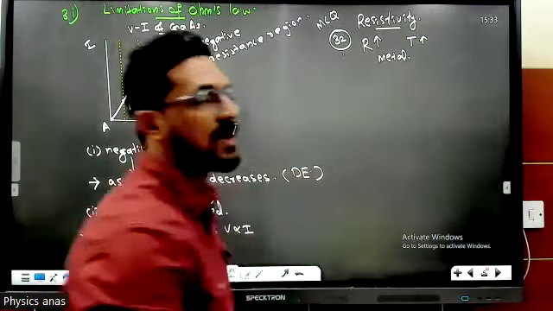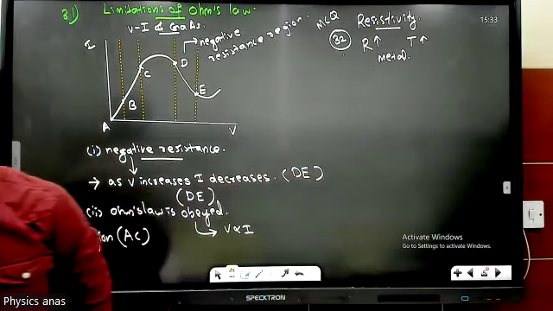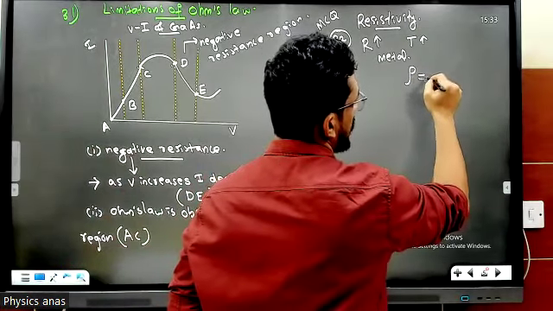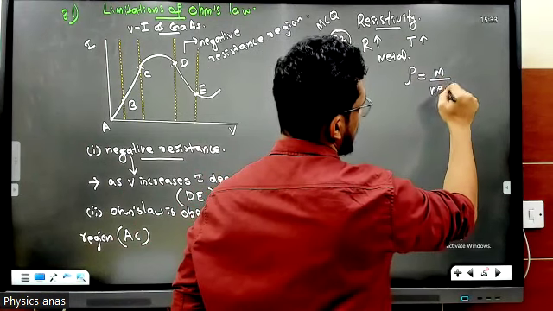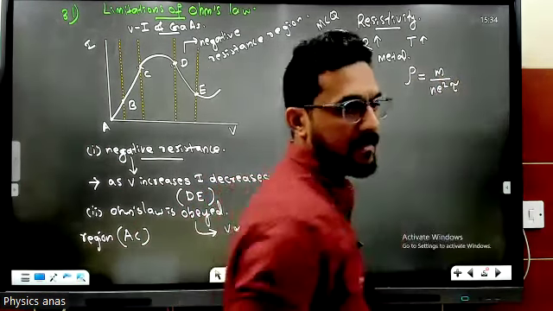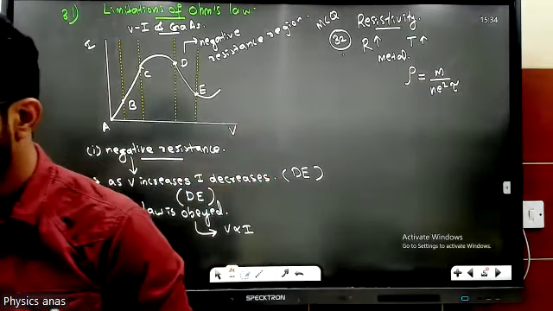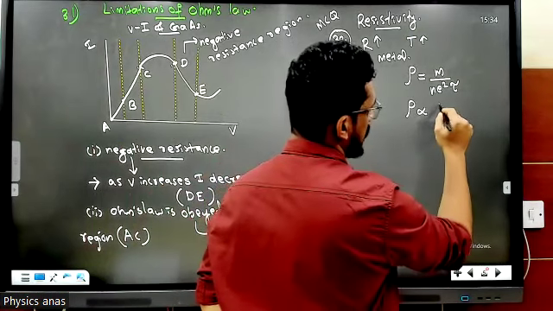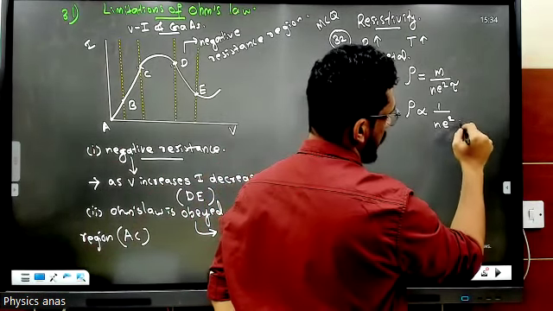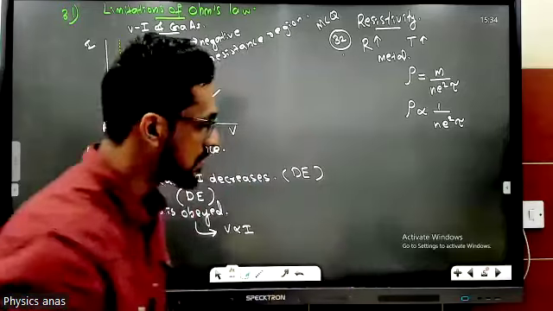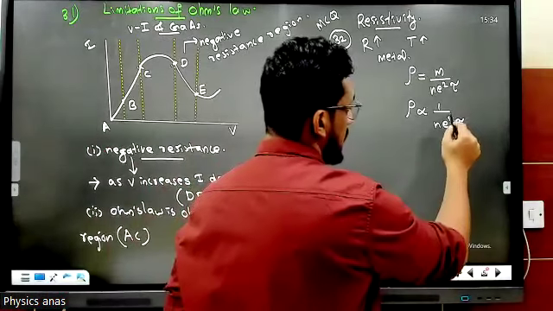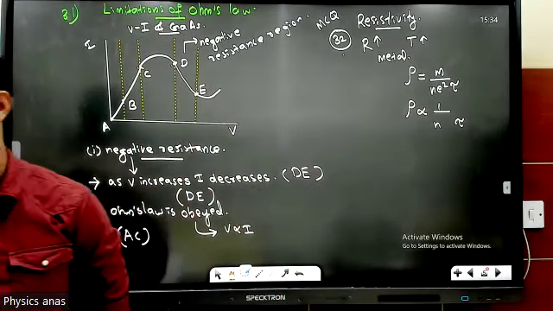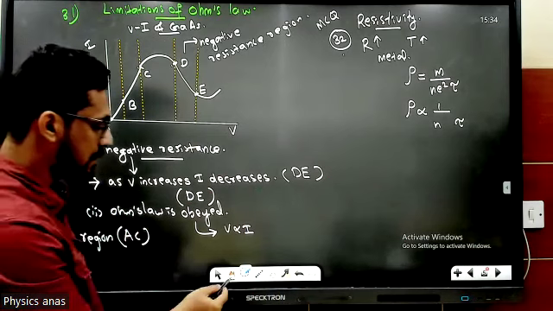As temperature increases, what happens to resistivity? Resistivity has this equation: rho is equal to m by n e square tau. This is the equation for resistivity, right? And we know that rho is inversely proportional to n e square tau, and e is a constant. So rho is inversely proportional to n tau.